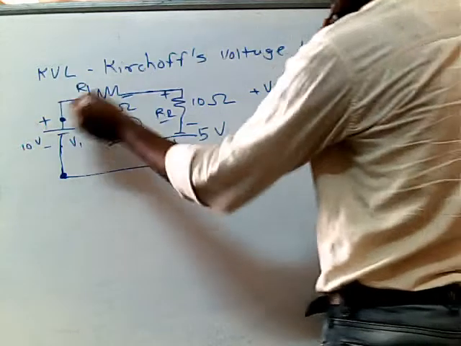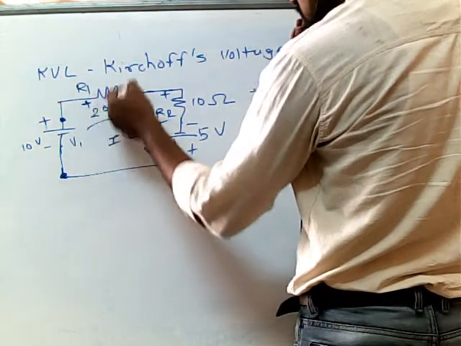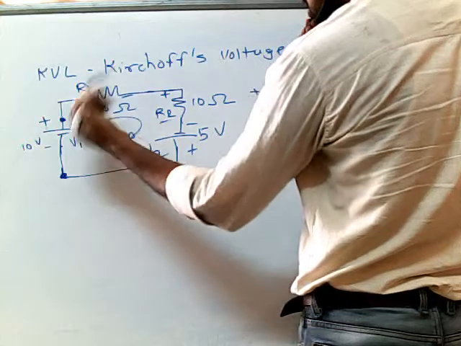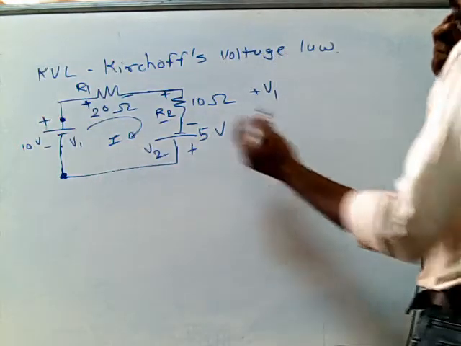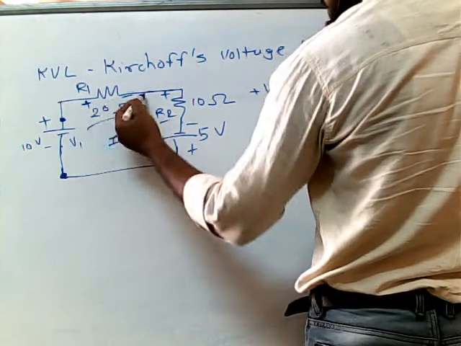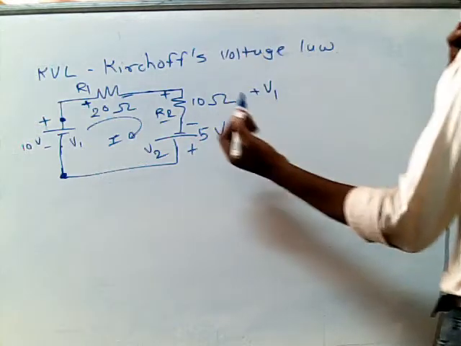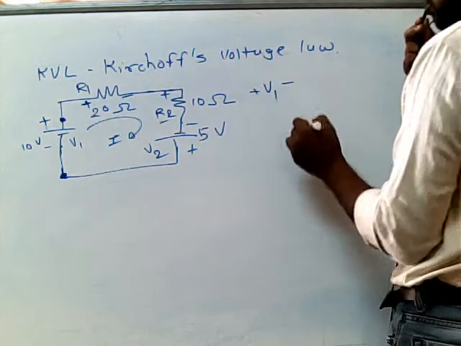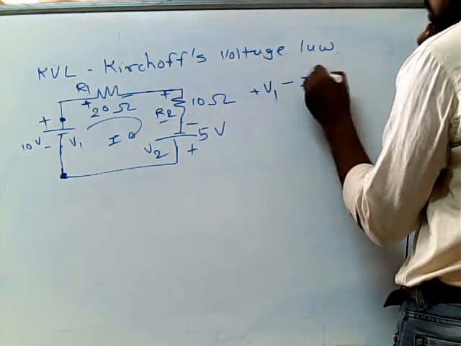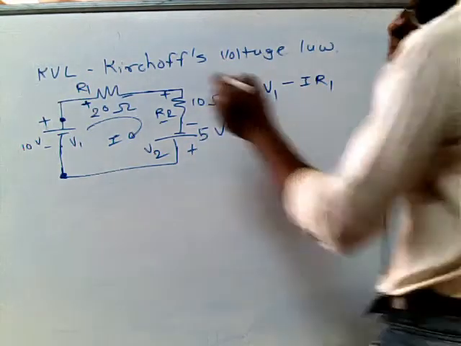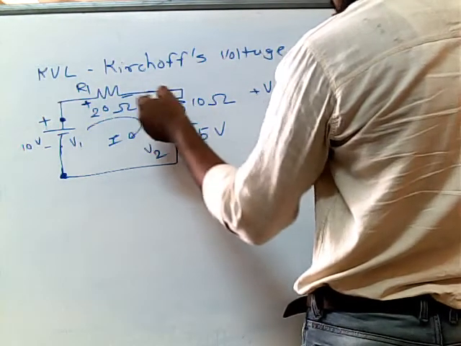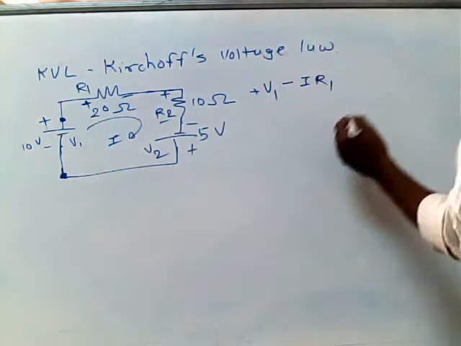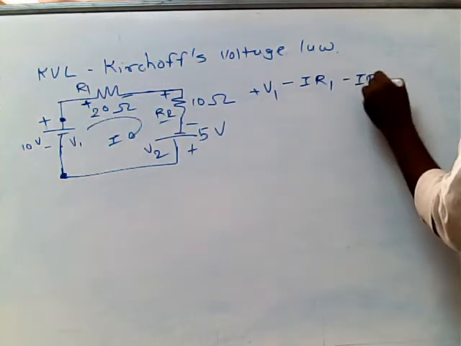I am traveling in this direction. The voltage drop across this resistance will be I into R1. As it is plus minus, it is a voltage drop. We have considered plus for voltage rise, so we'll consider minus for voltage drop. So minus I into R1. Then going forward, we'll come to R2. Again plus minus, a voltage drop, so minus I into R2.